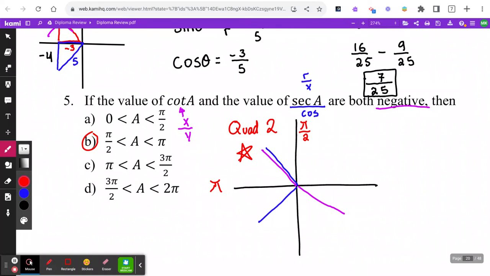Notice that it doesn't say equal to pi or equal to pi over 2. It's because if you equaled pi, you start to get 1s and 0s, or 0s and 1s, right? And same with if you equaled pi over 2. And that screws up your ratios, because then you're dividing by zeros and stuff like that.